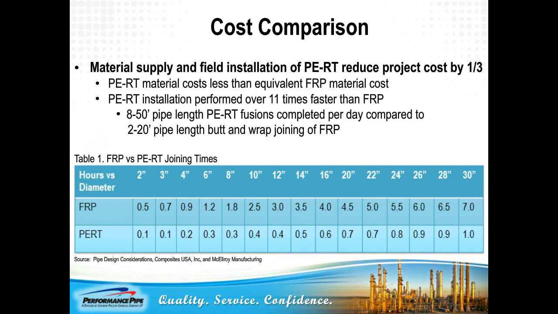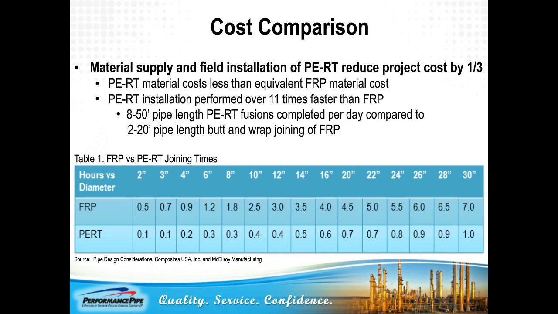This is a cost comparison. The Prince George Mill used a company, All North Engineering, located in Prince George, British Columbia, for their design and installation oversight and inspections. All North Engineering and Canfor reported that the material supply and field installation of PERT piping reduced the total project cost by one-third based on the following.